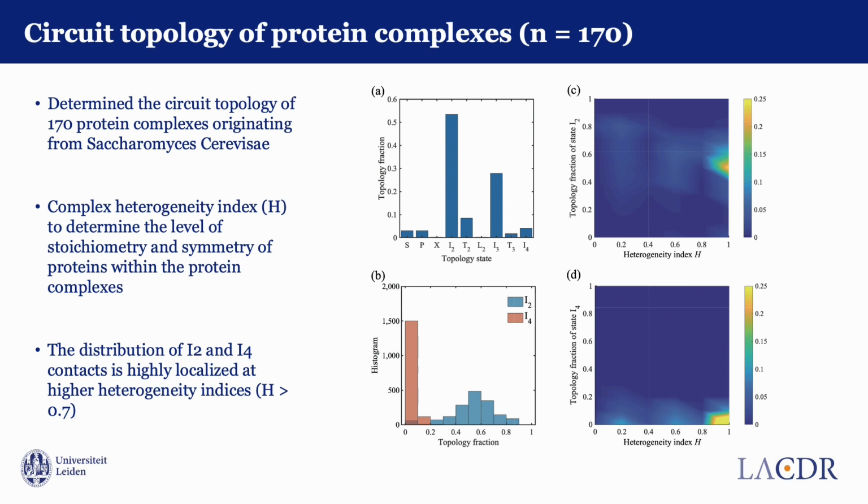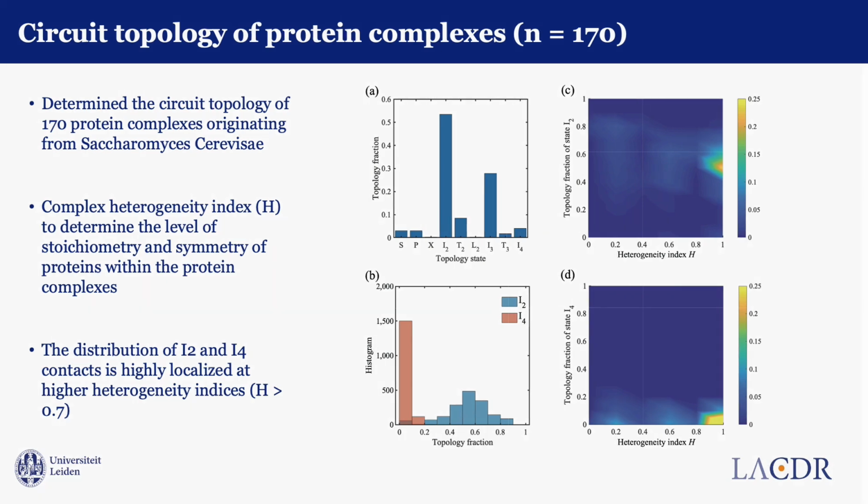For the protein complexes of our study, the average heterogeneity is 0.7. Figures C and D show the distributions of the topological fractions and the complex heterogeneity. As is shown, the distribution of both the I2 and I4 topological fractions is highly localized at higher heterogeneity indexes.